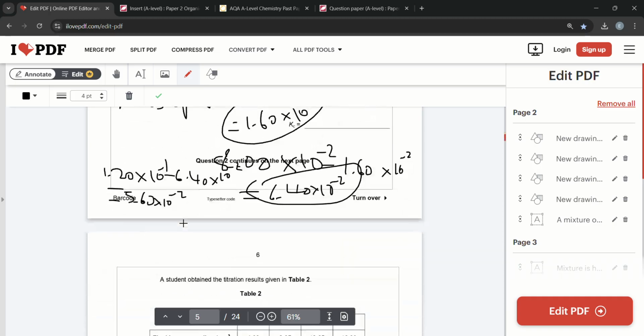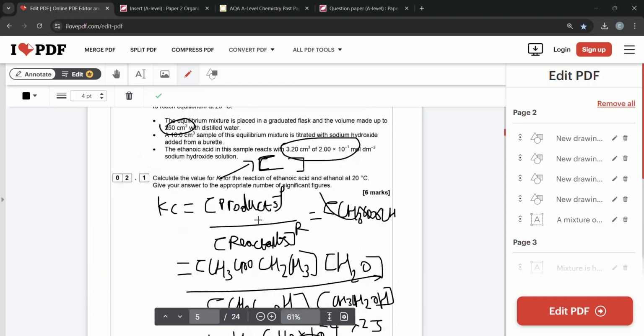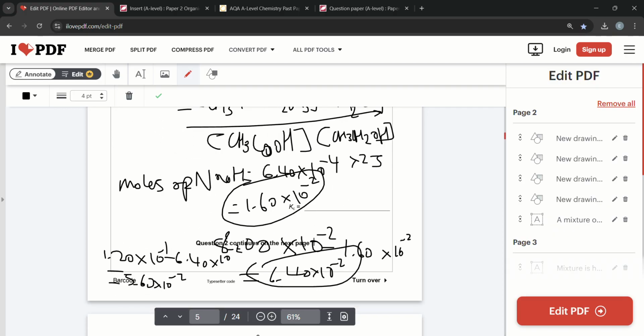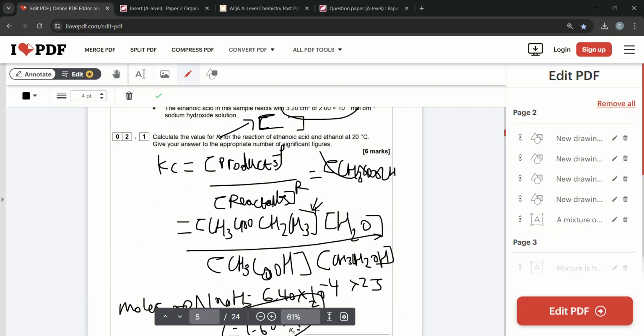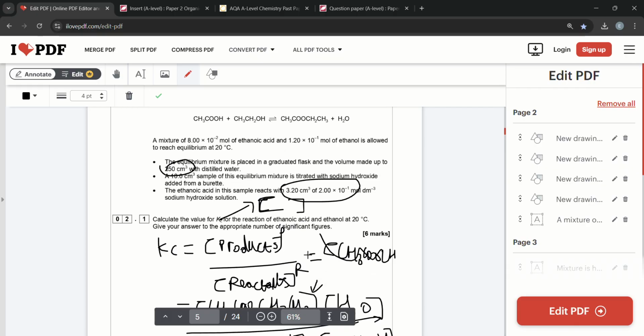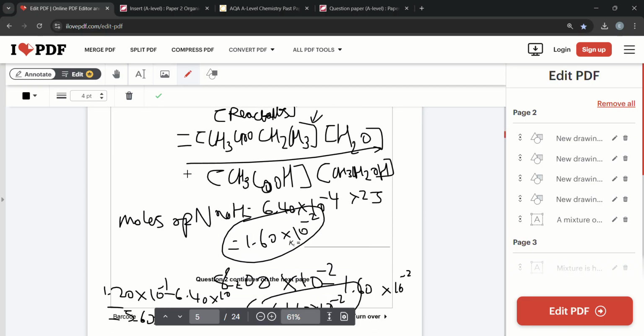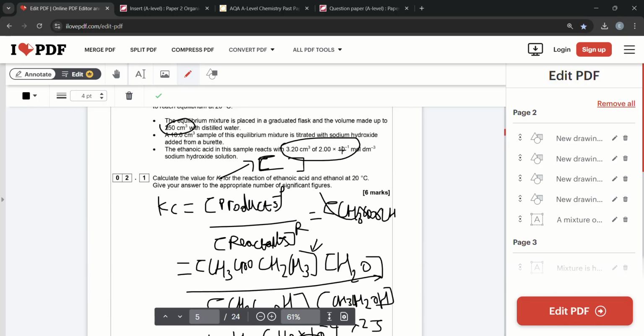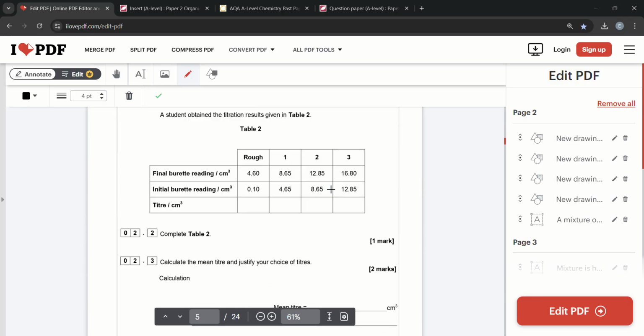So it's going to be 6.40 times 10 to the power minus 2 squared, because that's the moles of that and that, divided by 1.60 times 10 to the power minus 2 times 5.60 times 10 to the power minus 2. It's all moles, concentration and volume, concentration is moles divided by volume, but all the volumes will cancel out, and we should get 4.57. Two significant figures or two decimal places, the appropriate number of significant figures.